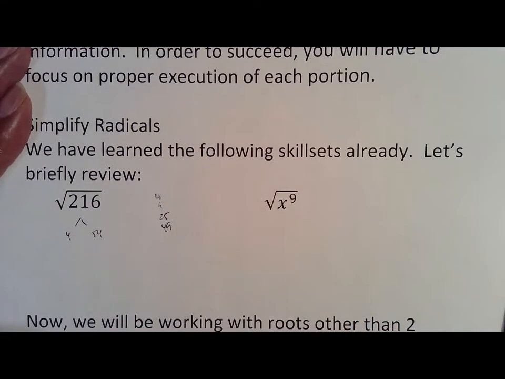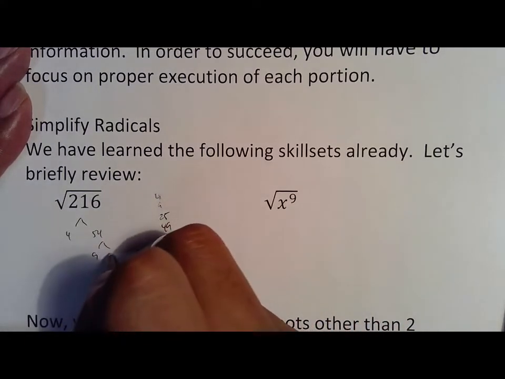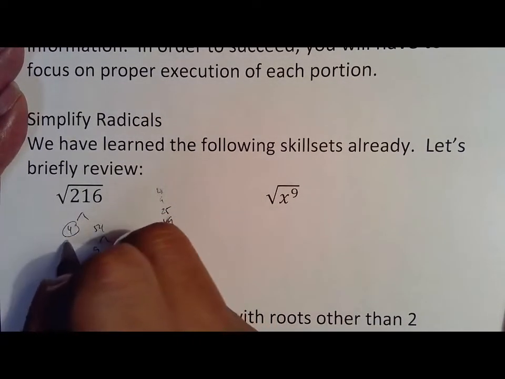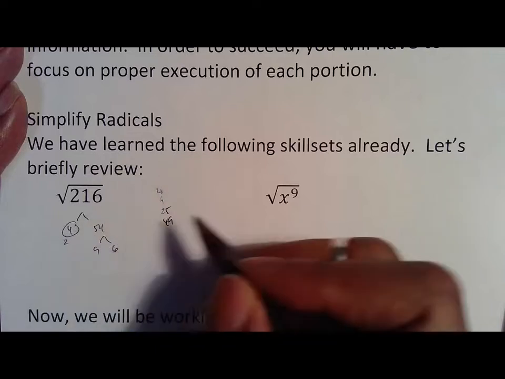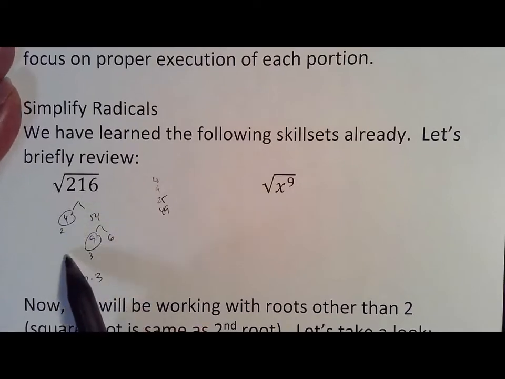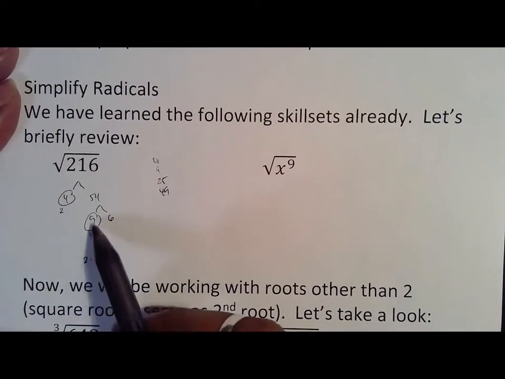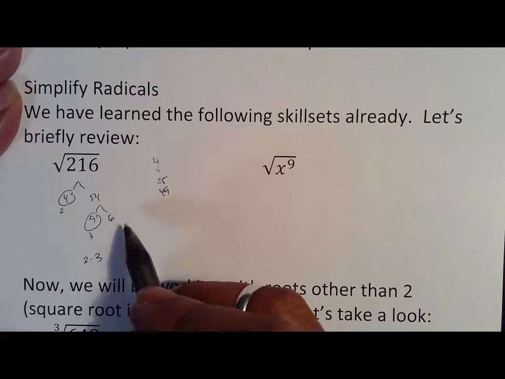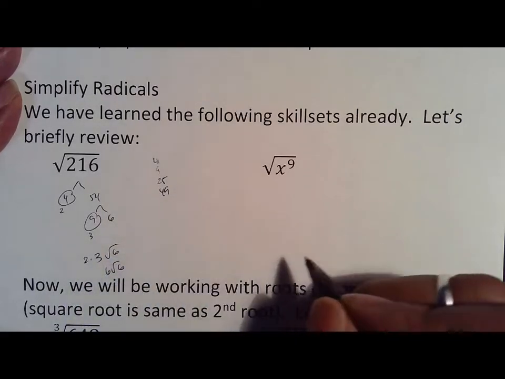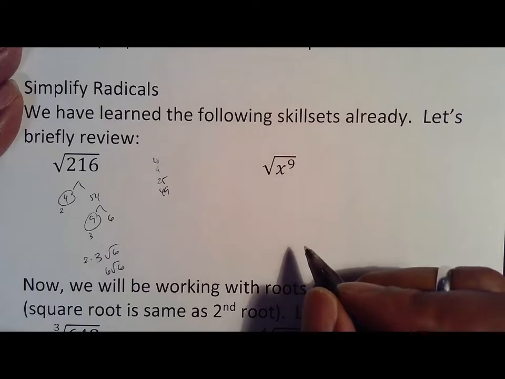4 doesn't go into 54, but 9 does. 54 is 9 times 6. So what we learned to do was to look at 4 and recognize that it is a perfect square, because the square root of 4 is 2, and the square root of 9 is 3. So 2 and 3 both come out, and the last number, which we did not worry about, came out also. So you ended up with 6 root 6. That was how we did that part.